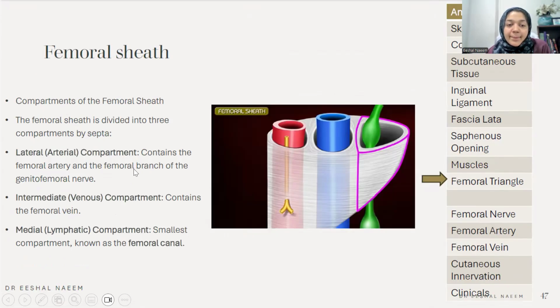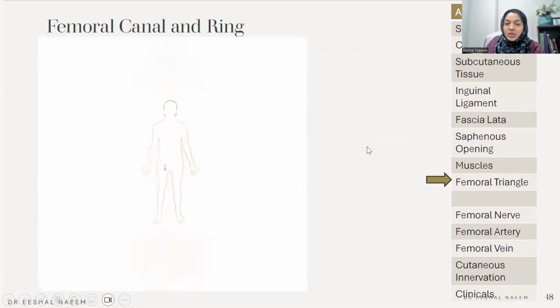That genitofemoral nerve gives a femoral branch, and that femoral branch and the femoral artery lie in the lateral arterial compartment. The intermediate compartment is also called the venous compartment because it contains the femoral vein, and then the medial lymphatic compartment. This one, the one in the pink line, is the smallest compartment, and it's known as the femoral canal.